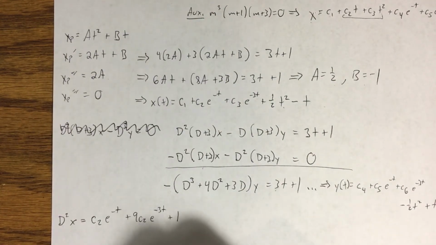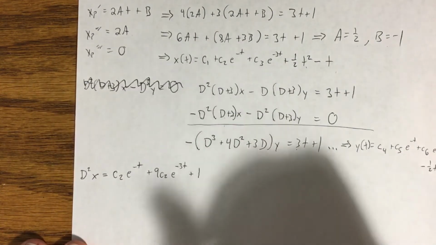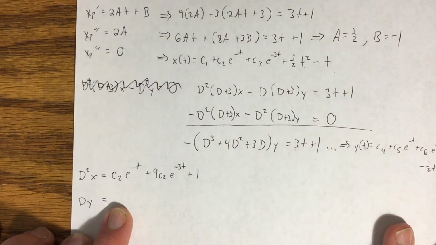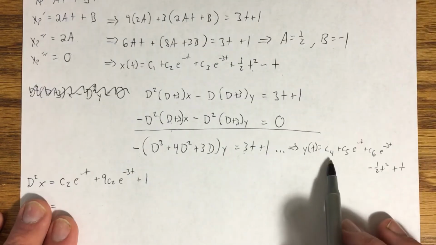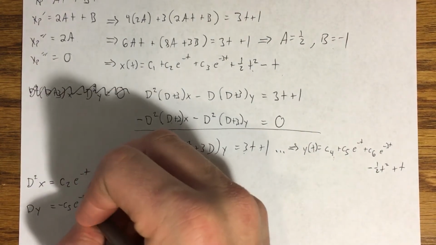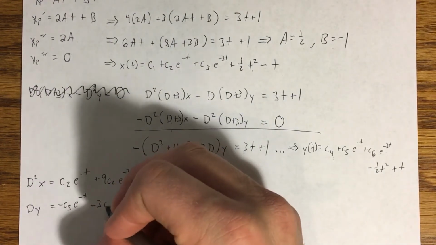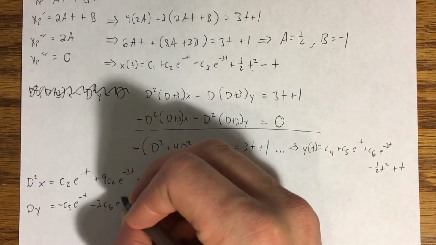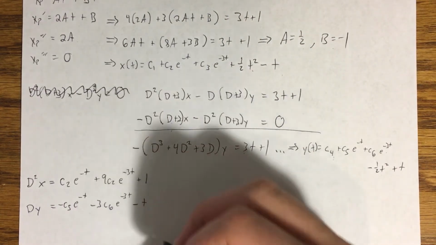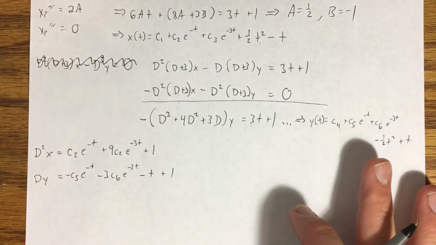Okay, what about dy, the derivative of y? What does that look like? Well, where's my y? Here it is. Constant will go away, this becomes negative c5 e to the negative t. Negative 3, so minus 3 c6 e to the negative 3t. First derivative of this is minus t, and then plus 1. Okay? So I found my second derivative of x and my first derivative of y.